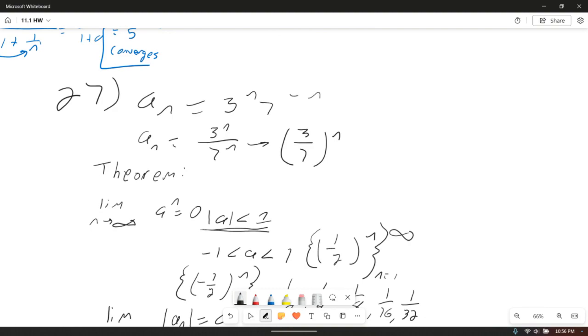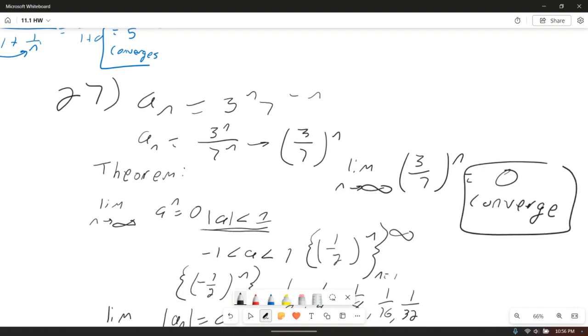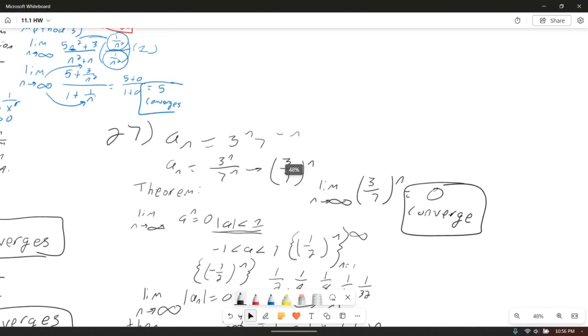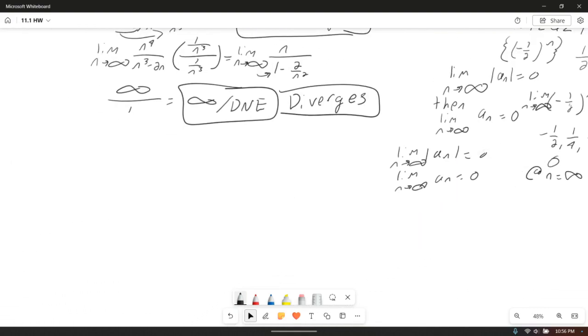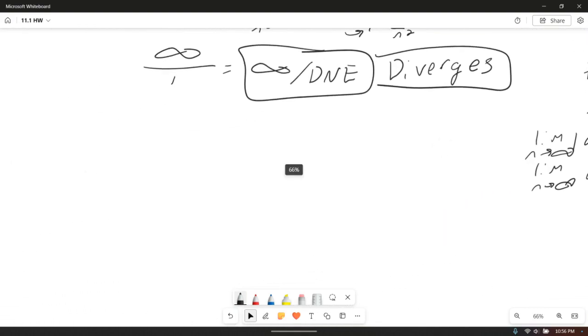So since 3/7 is between -1 and 1, the limit as n approaches infinity of (3/7)^n is just going to converge to 0 by that theorem. Not too bad, you just have to know a theorem.